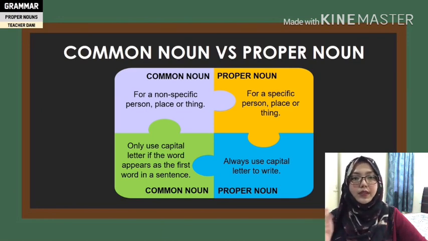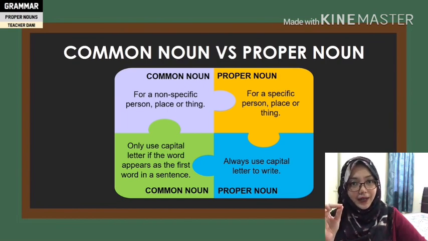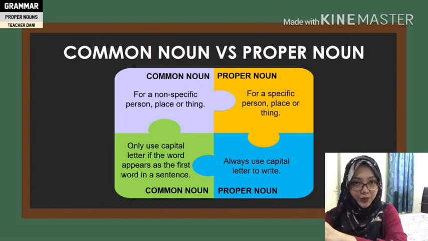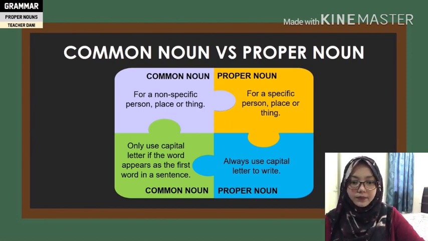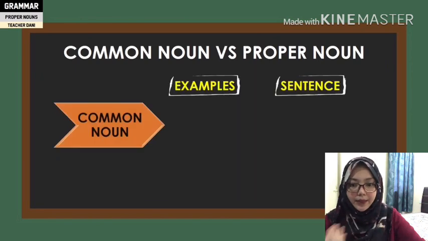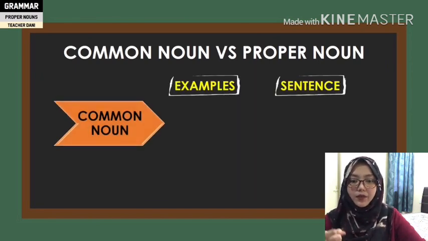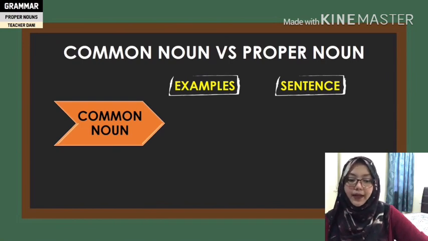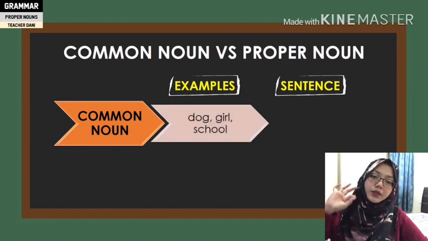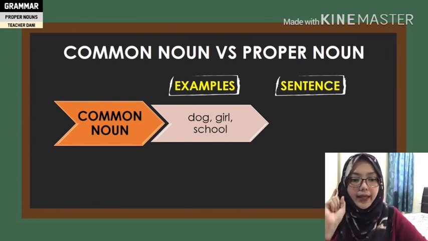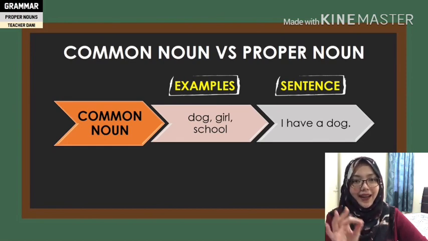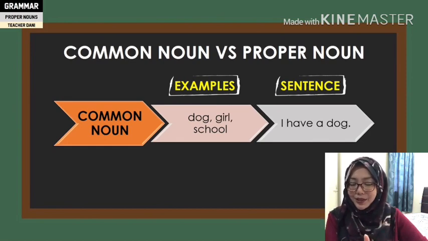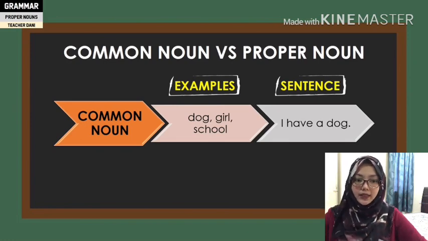For example, if we say, my name is Wardani, the W there, because it is my name and it's a proper noun, even though it's towards the end of the sentence, you still have to write it in capital letter. Okay, we're going to dig in more to the examples and also sentences for common noun versus proper noun. So common noun, we're going to look at the examples, dog, girl, and school. Okay, now, for the sentence, I picked the word dog and I wrote that I have a dog. But do you know what the dog's name is? Nope. That's why we call it a common noun.